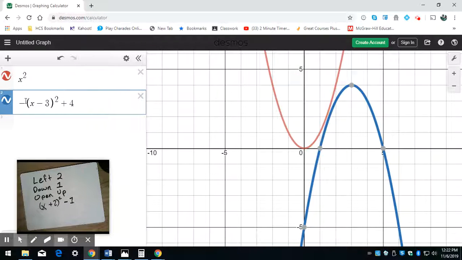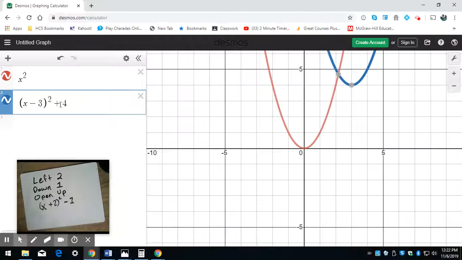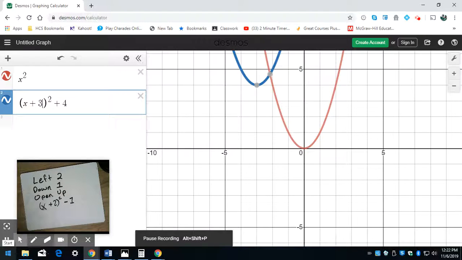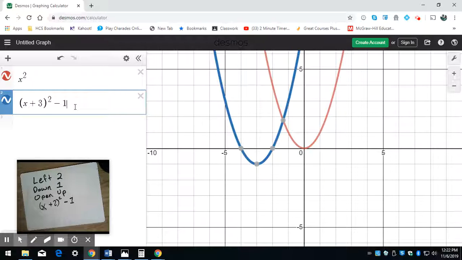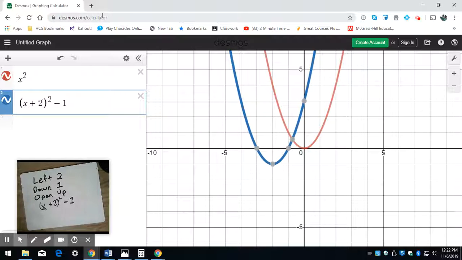So let me graph that right now. So x plus 2, and then minus 1. So let's see. I went to the left 2. Did it? Went down 1, and I'm opening up. And that's it.